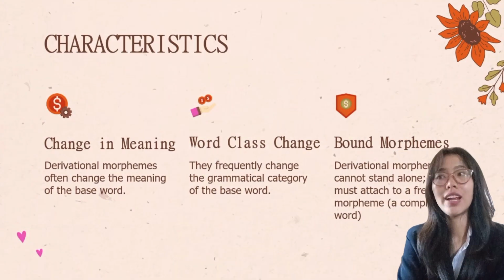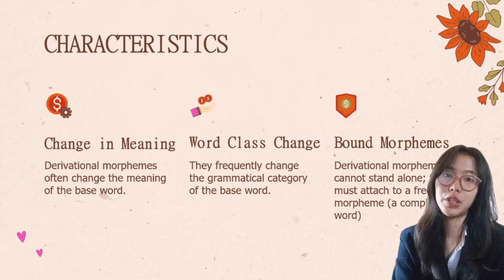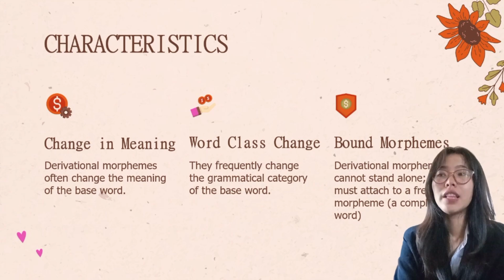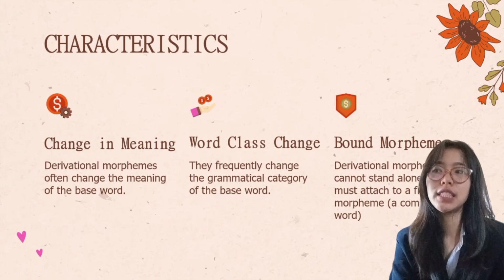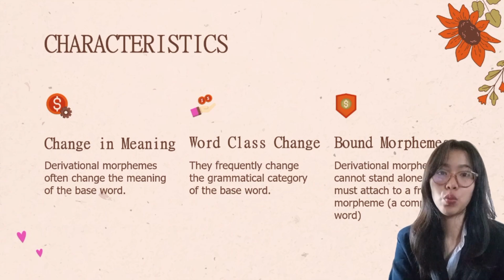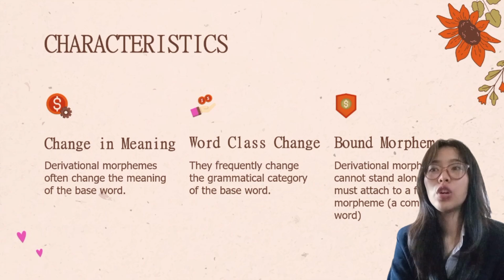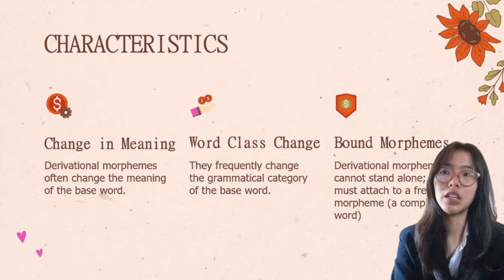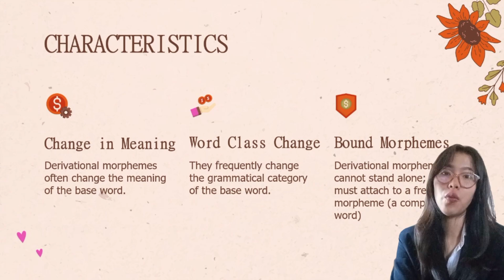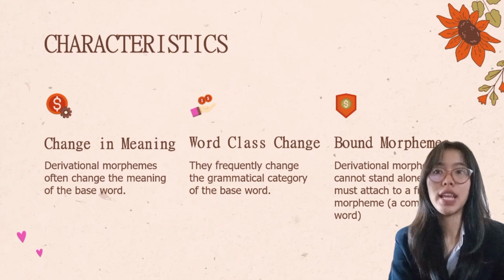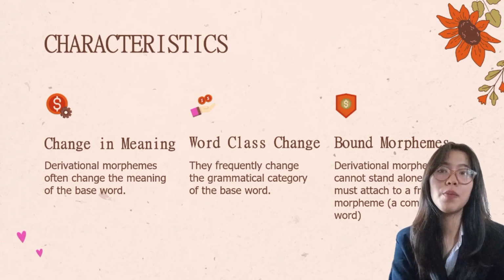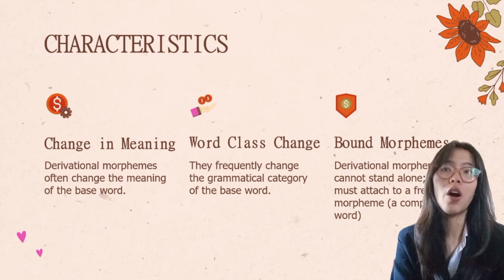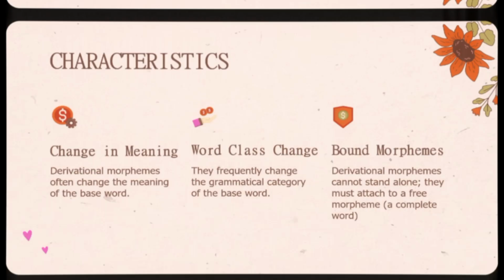So here are the characteristics of derivational morphemes. Number one is change in meaning. Derivational morphemes often change the meaning of the base word. Number two is word class change. They frequently change the grammatical category of the base word. Number three is bound morphemes. Derivational morphemes cannot stand alone. They must attach to a free morpheme or a complete word.